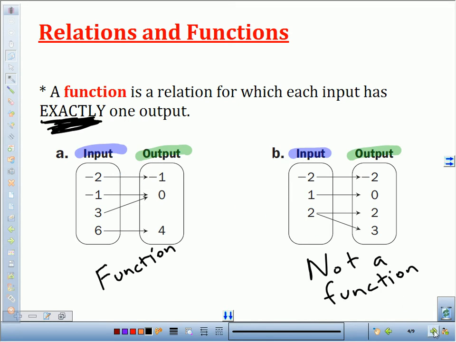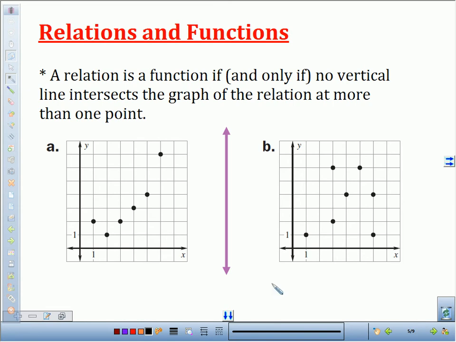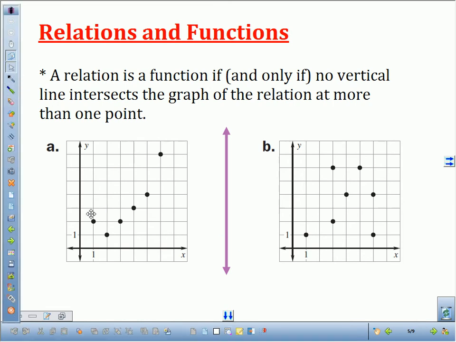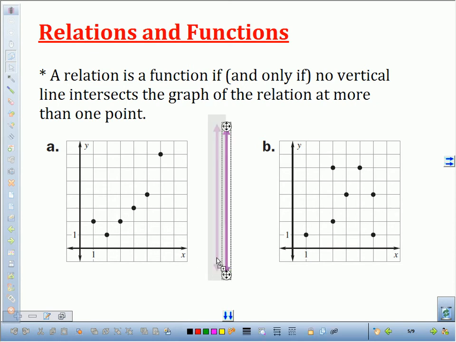Okay. Now, graphically, if we were to plot the coordinate points on a graph, we can tell if a relation is a function if it passes the vertical line test. The vertical line test says that a relation is a function if and only if no vertical line intersects the graph of the relation at more than one point. And we can illustrate that using this vertical line and these graphs.